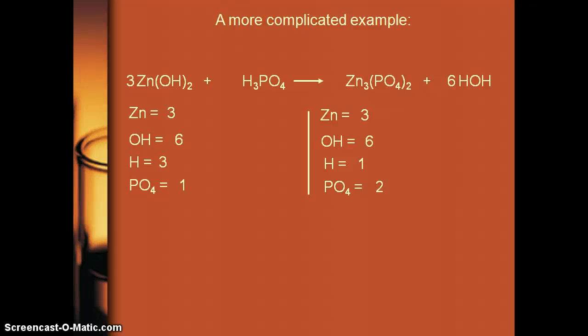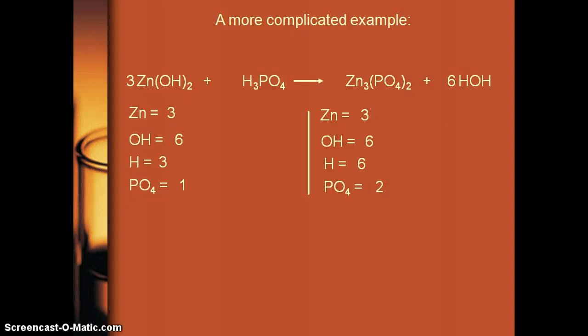But remember that if we put 6 in front of this HOH, it's also going to change the number of hydrogens. So don't forget to go back and repeat the count the atoms step each time. So we need to count our total atoms. Now we have 3 zincs, 6 hydroxides, 6 hydrogens, and 2 phosphates.